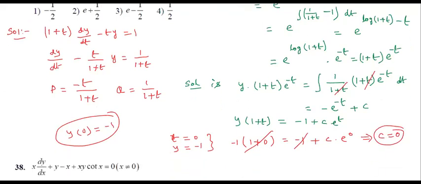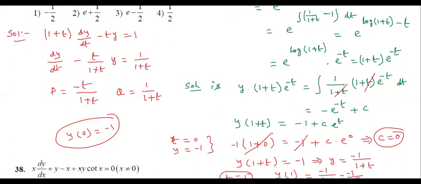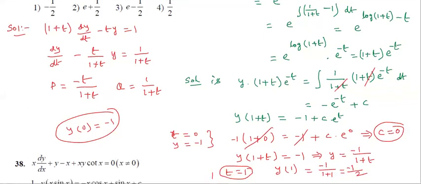Now y into 1 plus t is equal to minus 1. Then what is y, students? Y is equal to minus 1 by 1 plus t. But what they are asking is y of 1. So y of 1 means just in place of t, substitute 1. T is equal to 1, substitute. So we get minus 1 by 1 plus 1, that is minus 1 by 2. This is the answer. Students, observe that. Which option is correct? The first option is correct.